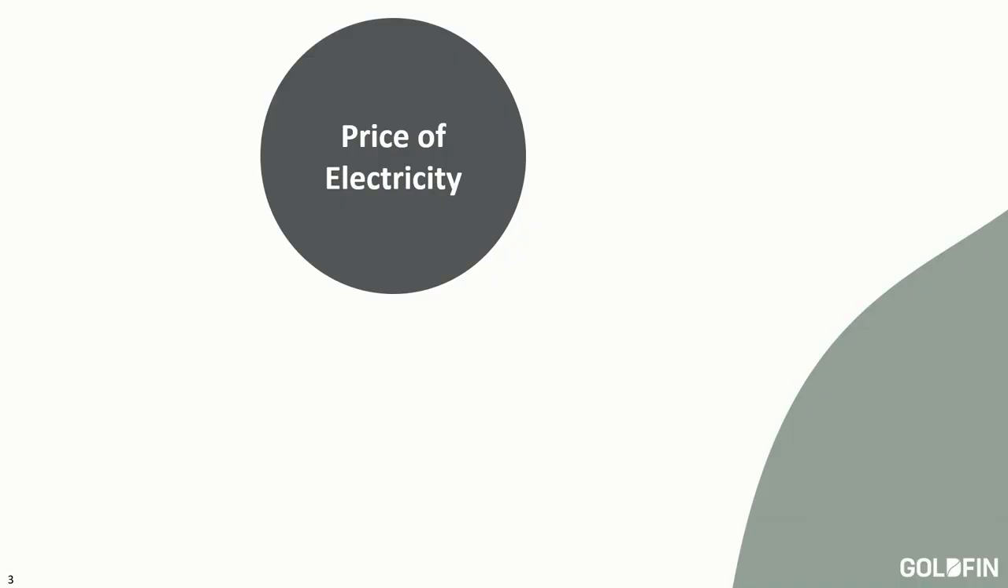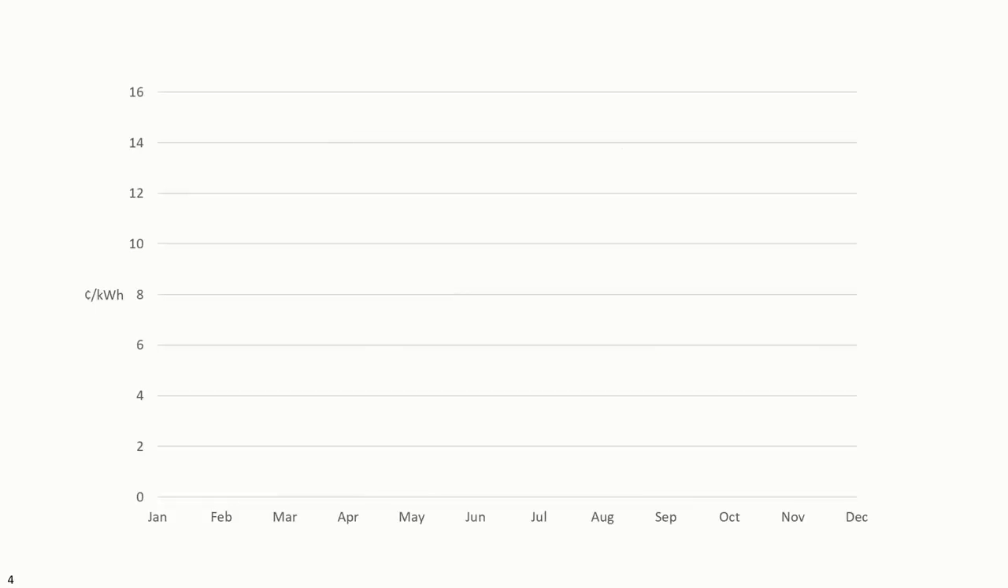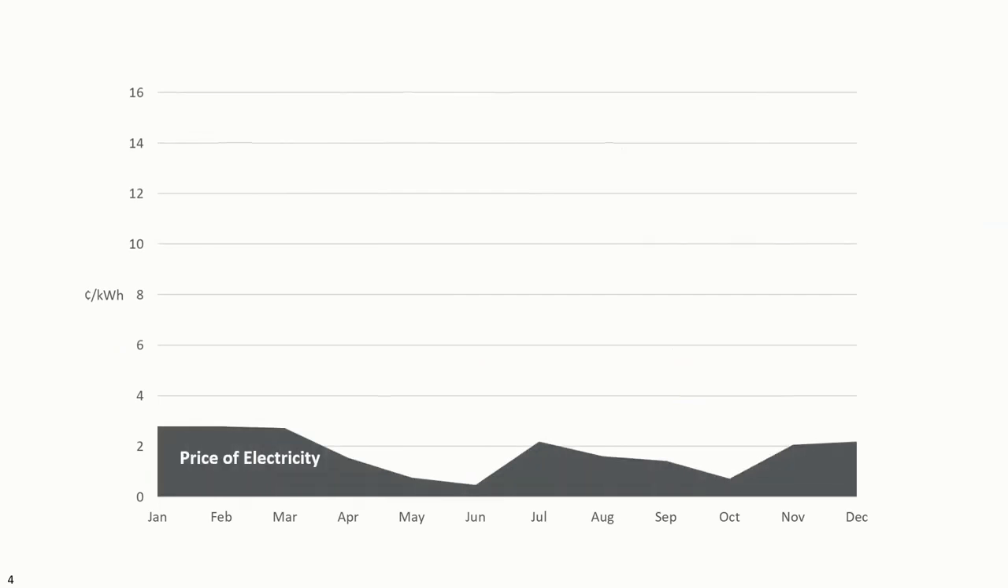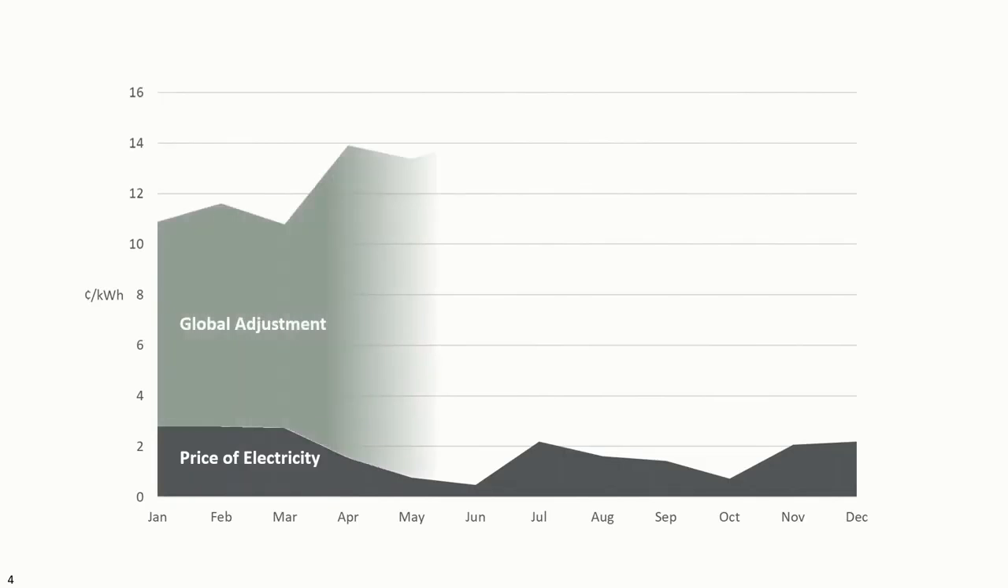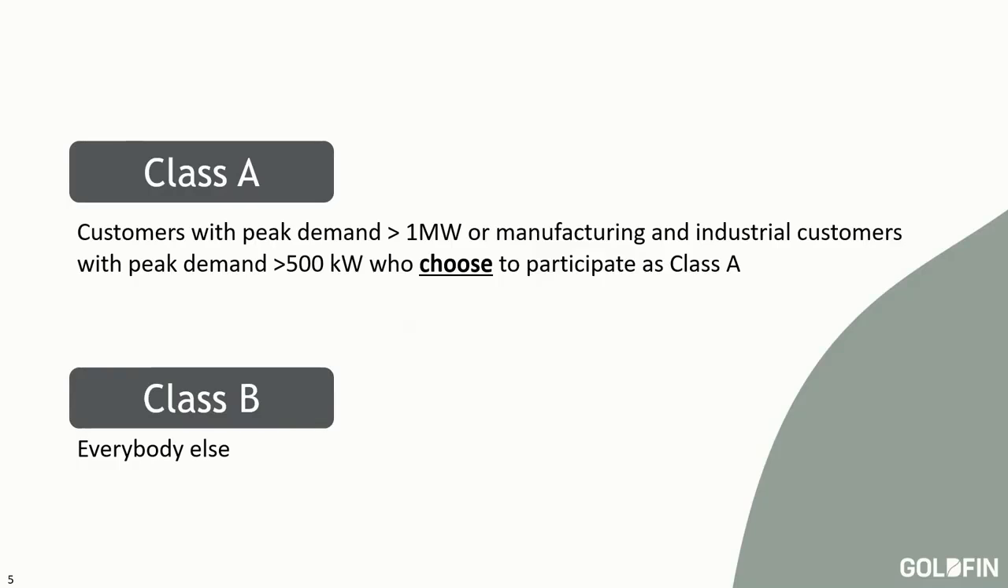For larger energy users in Ontario, your utility bill is made up of three main components: the price of electricity, global adjustment, and regulatory and delivery charges. The price of electricity is set hourly on the spot market based on supply and demand, while global adjustment represents the difference between the market price and the total cost of energy contracts and other programs involved in managing the grid. While these prices change over time, in general, as the market price of electricity goes up, global adjustment goes down, and vice versa. How this affects your bill depends on the type of customer you are.